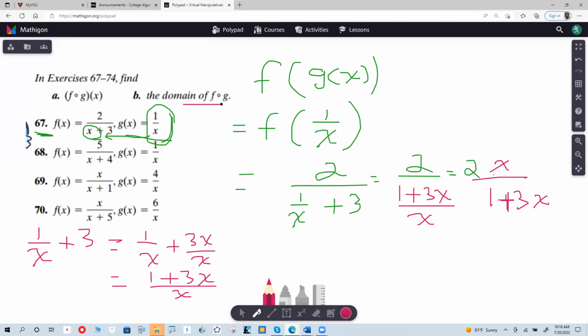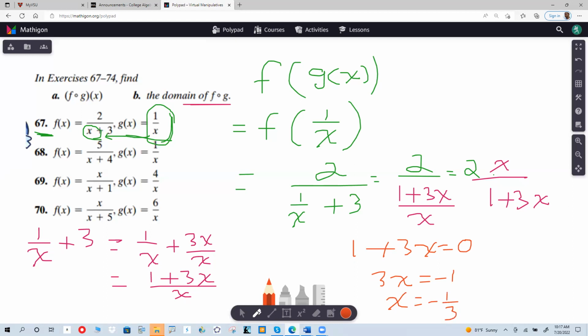Remember, guys, I have to find the domain, and I have to make sure the bottom is not 0. Let me erase this nicely. So I'm going to set it as 0, using orange ink, and solve for x. I'm going to say 3x equals -1. So x is -1 over 3.